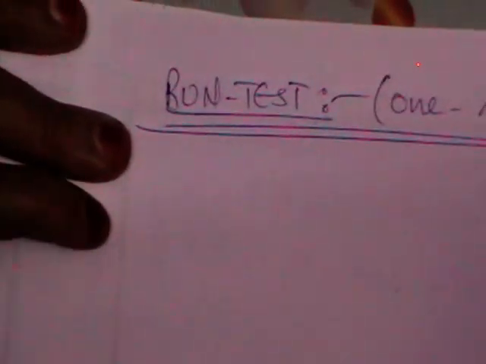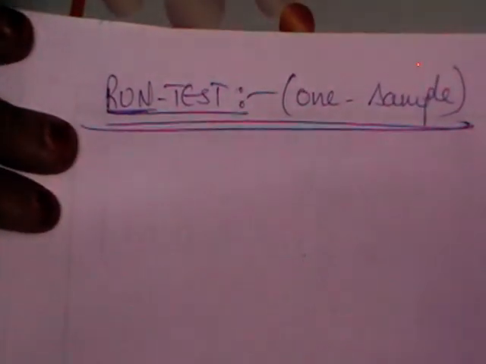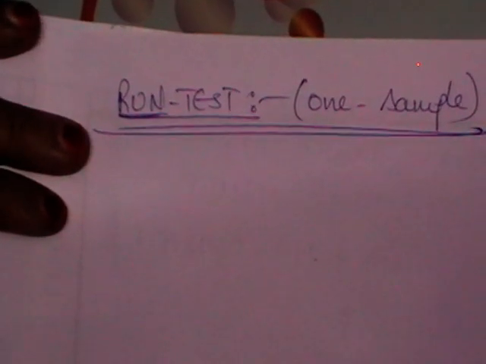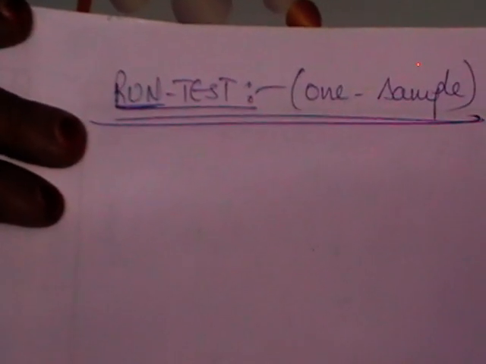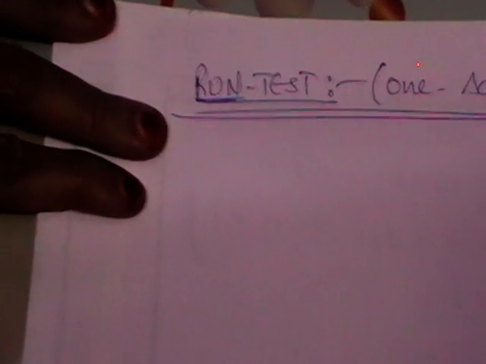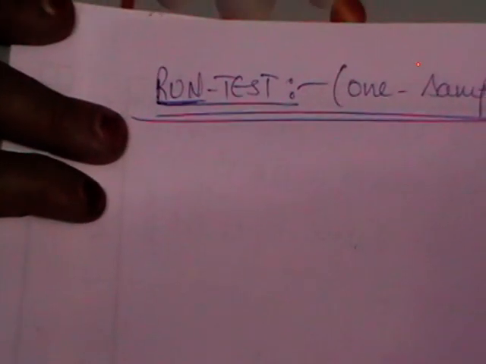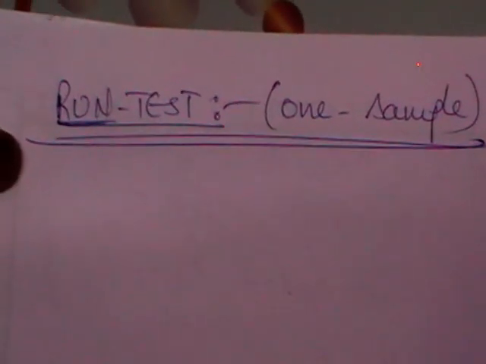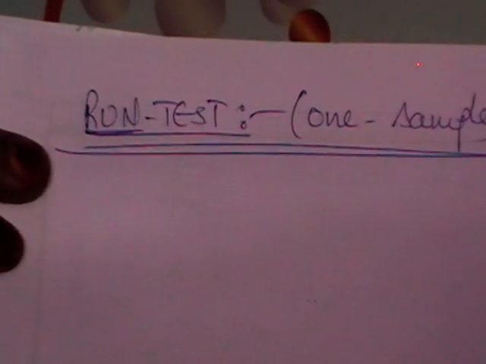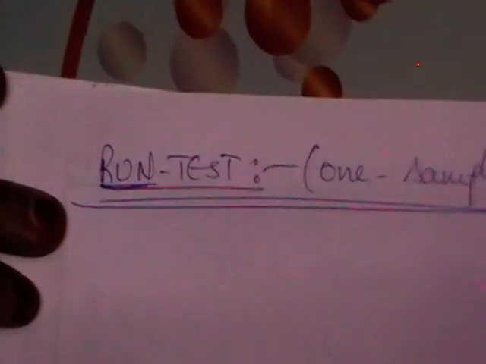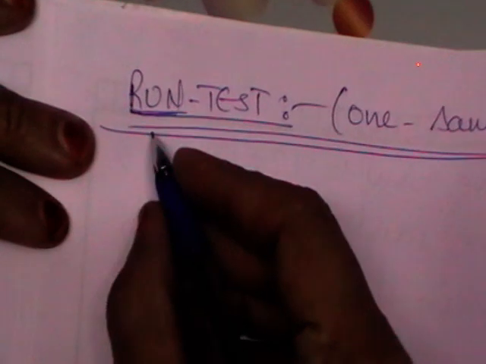Here it's a run test. Run test means a new term called run is involved here, and we are going to focus on run. Likewise, the sign test has one sample and two samples cases; the run test also exists in two cases: the run test for one sample and the run test for two samples. So, what is the case when it is one sample?